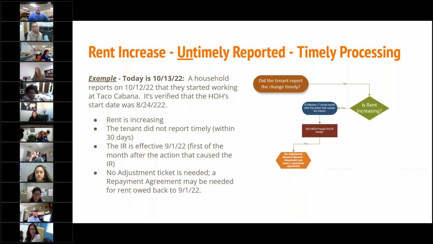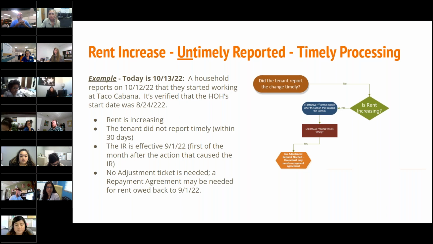Here again, we have a rent increase that's not timely reported by the tenant, but we're processing it timely. So today is today. Household reported on 10/12 they started working at Taco Cabana. When we verify it, the start date was August 24th. So again, new job, rent's increasing. The tenant did not report timely because it's not within 30 days, right? They were hired 8/24 and today is October 13th.